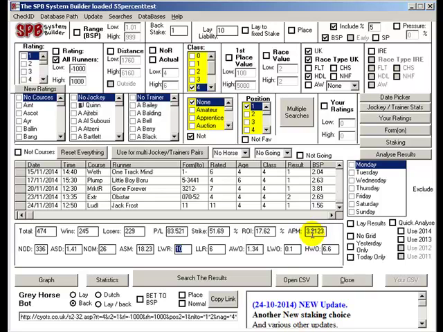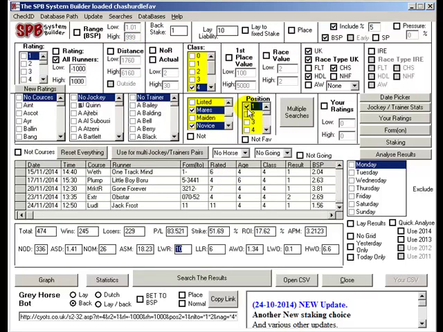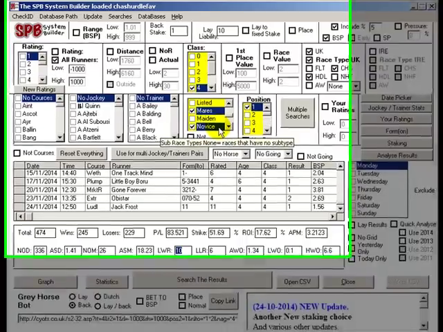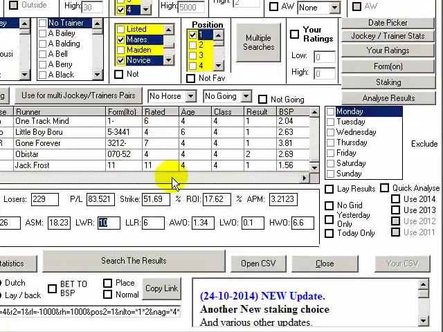Okay, so we'll now load in another search, which I'm calling the Chase and Hurdle favourite system. So again, it's a favourite system. It's a new system I've been looking at, and I'm going to put on live trial very shortly. And we run that one as well.